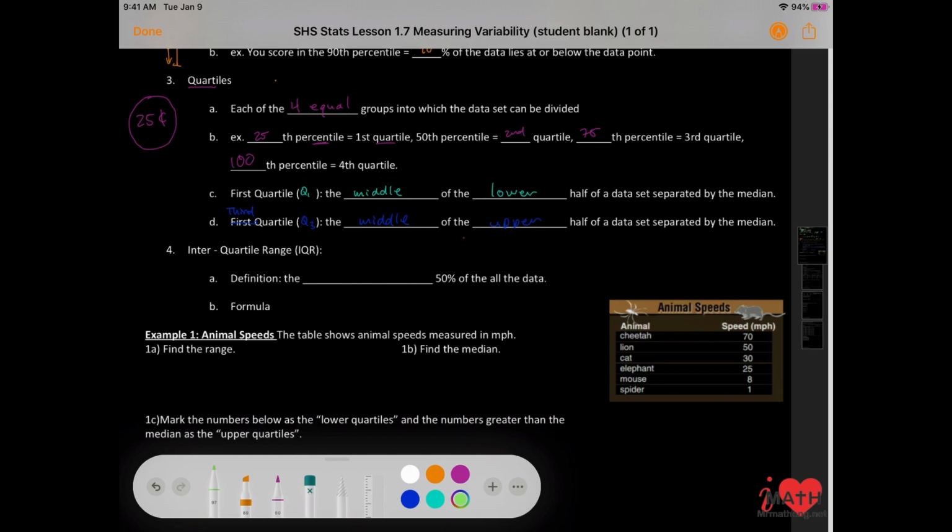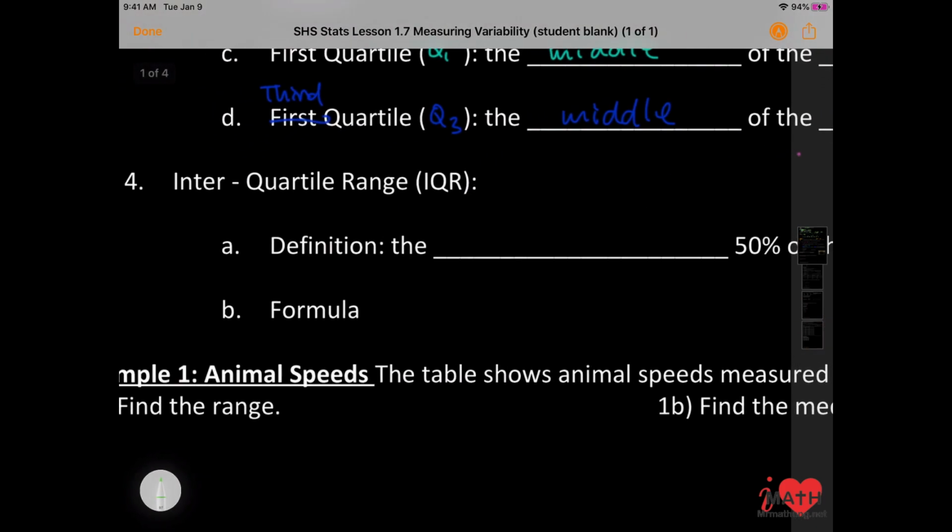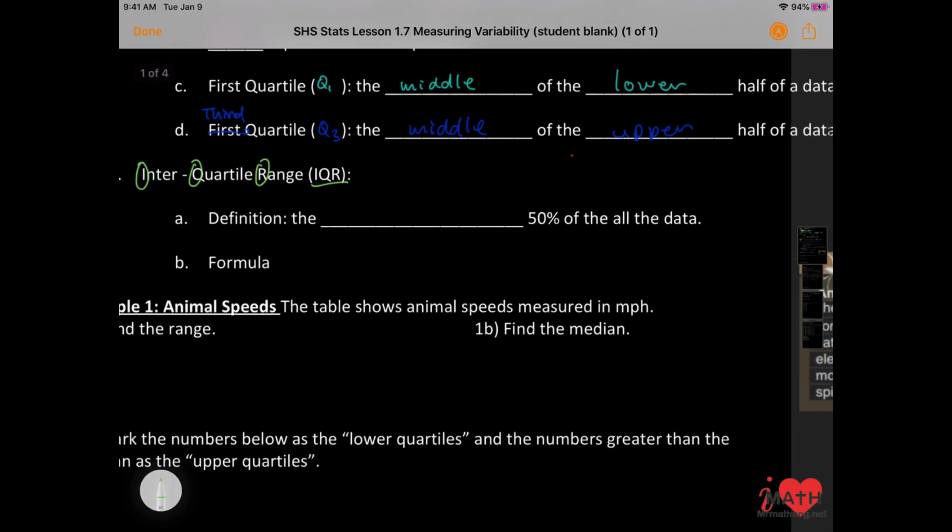And then the interquartile range, IQR, is the middle 50% of all the data. Your formula for the IQR equals Q3, quartile 3, minus Q1, quartile 1. Okay?